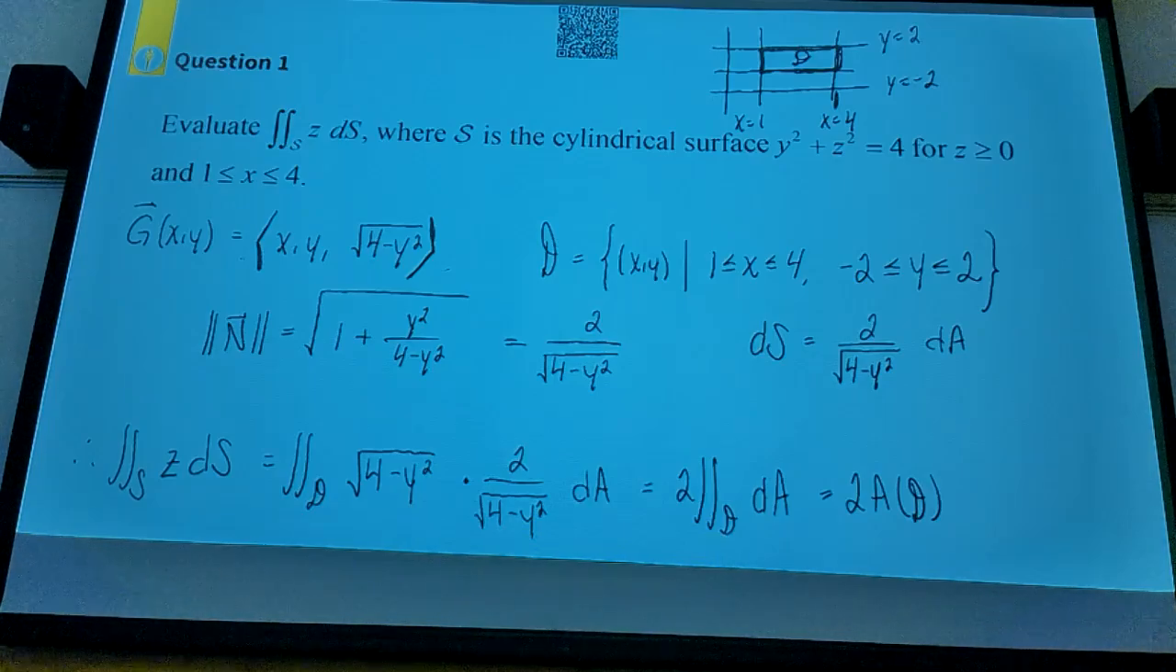Actually, I did it wrong. That was the x-axis, so I should have gone all the way down. There. Area is 12.